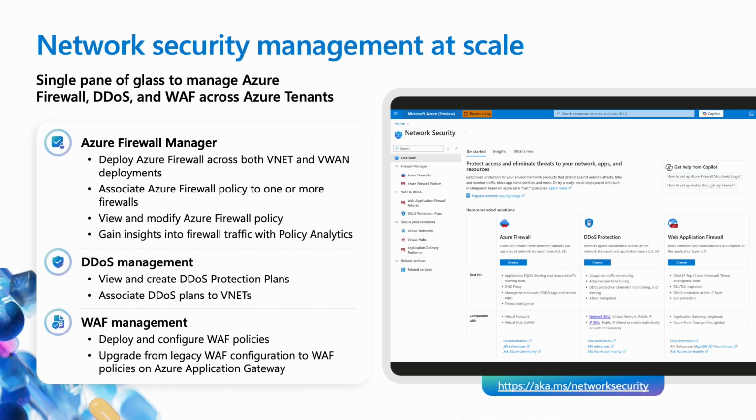Similarly, we have a portfolio of security management solutions, including Firewall Manager, DDoS Manager, and WAF Manager that help you to manage your security policies across all the different security services we talked about earlier and have a unified view or single pane of glass for your network security in Azure.